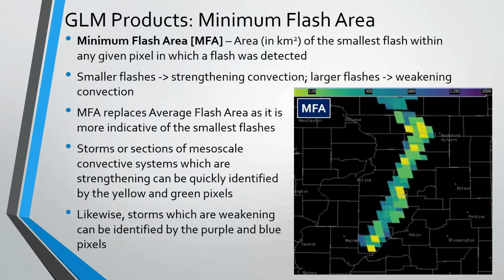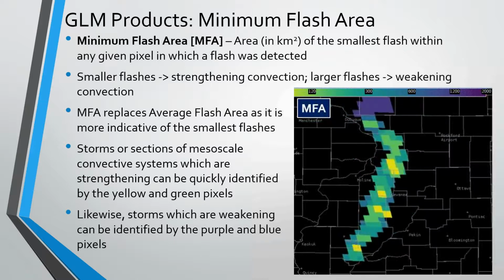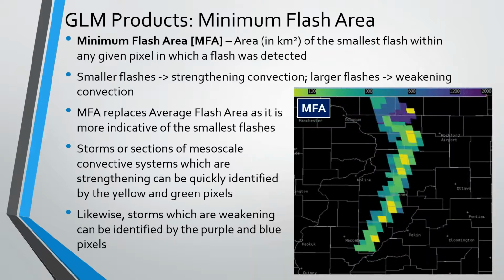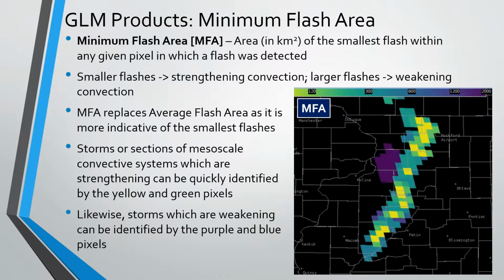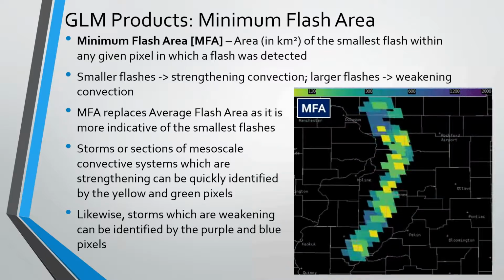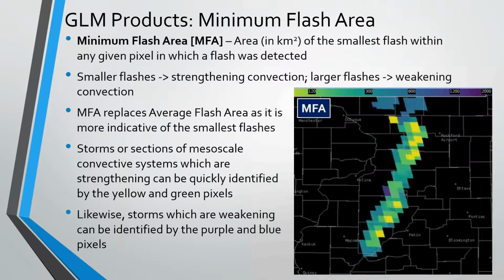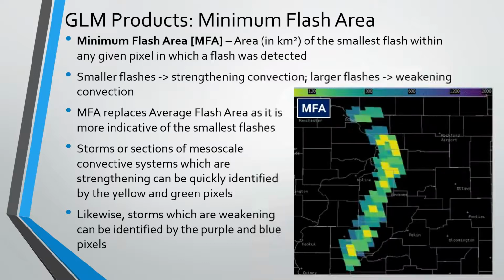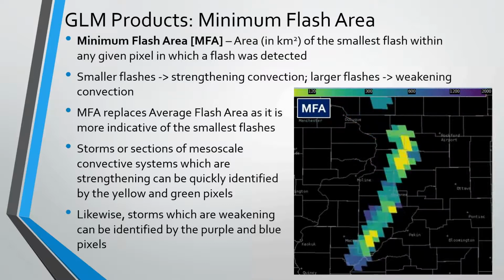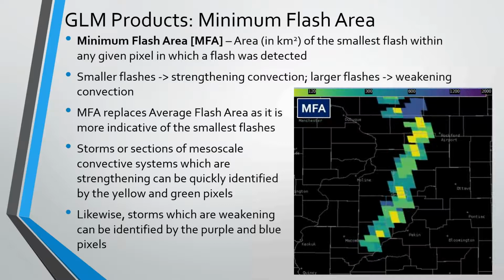So the first one I would ask you is, what would you say is the most useful aspect of adding the minimum flash area product into the growing suite of products that forecasters have to use to monitor thunderstorms during warning operations?